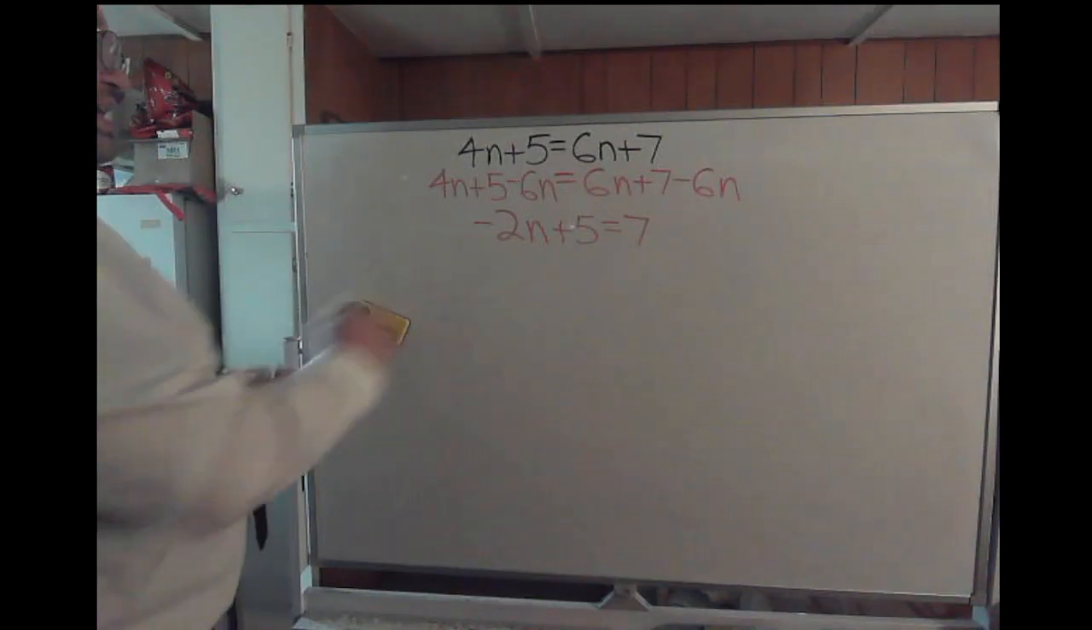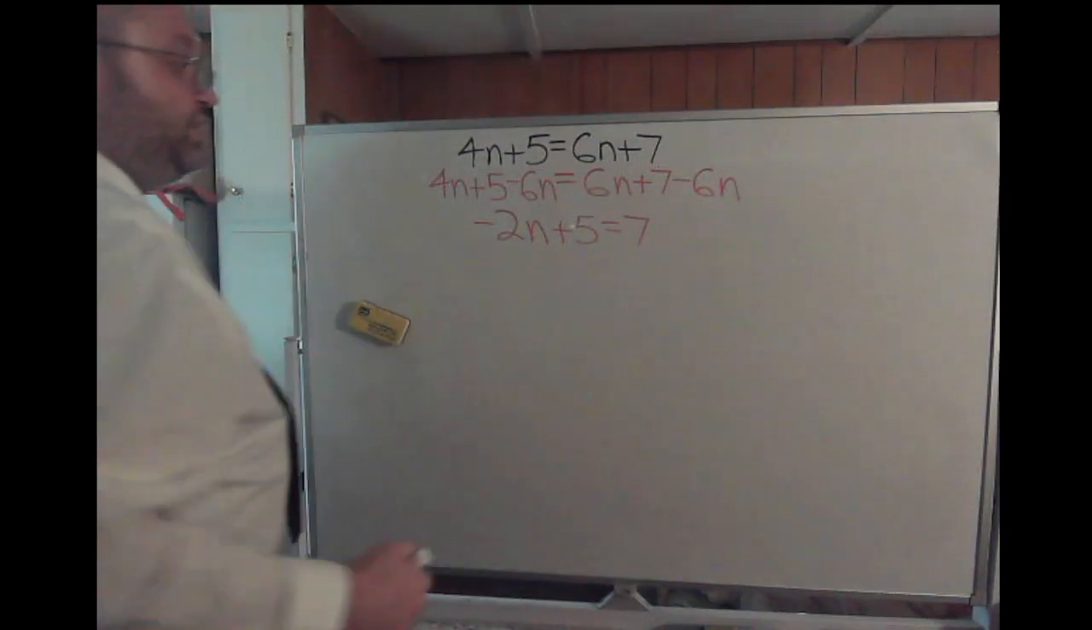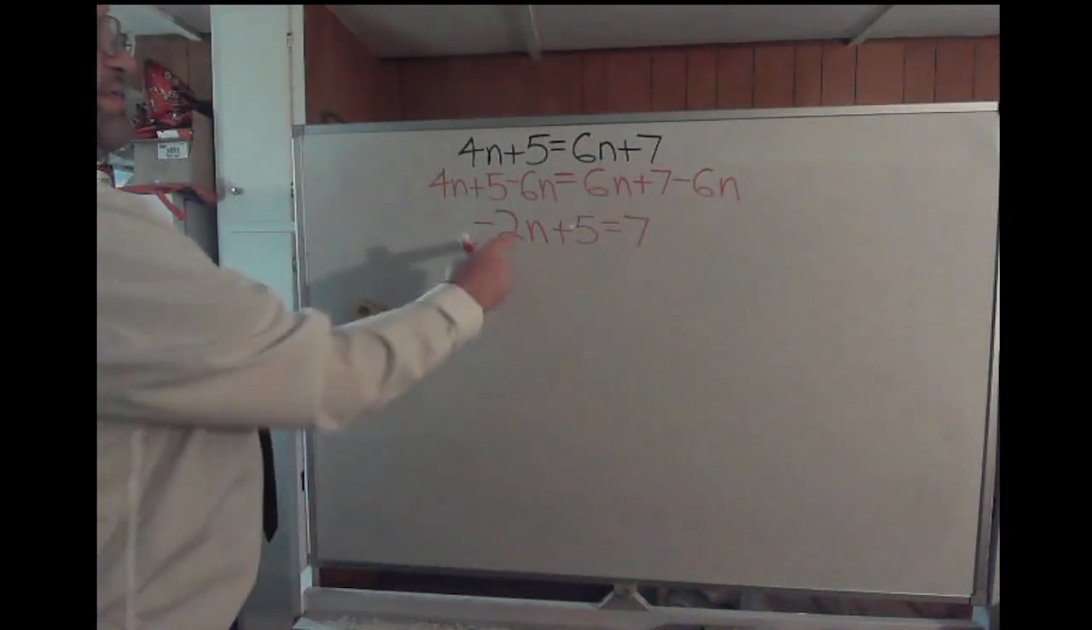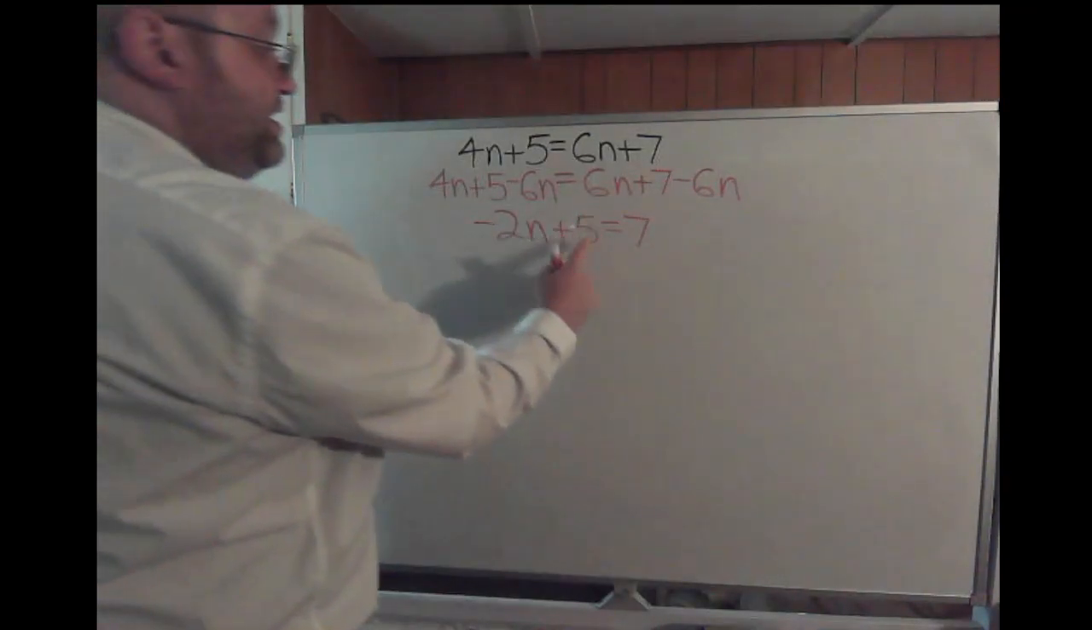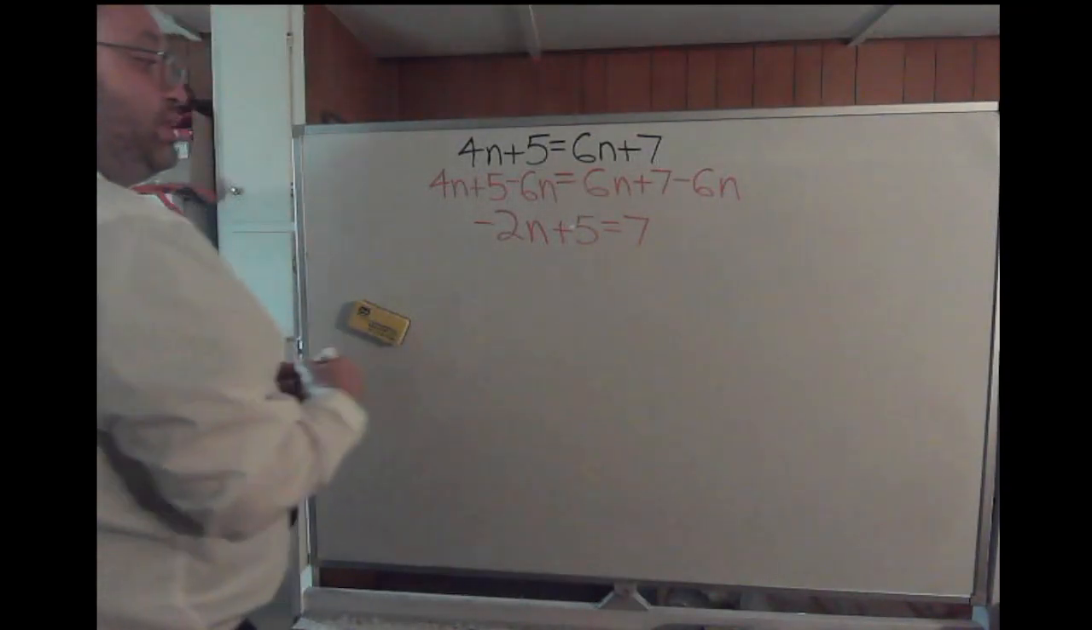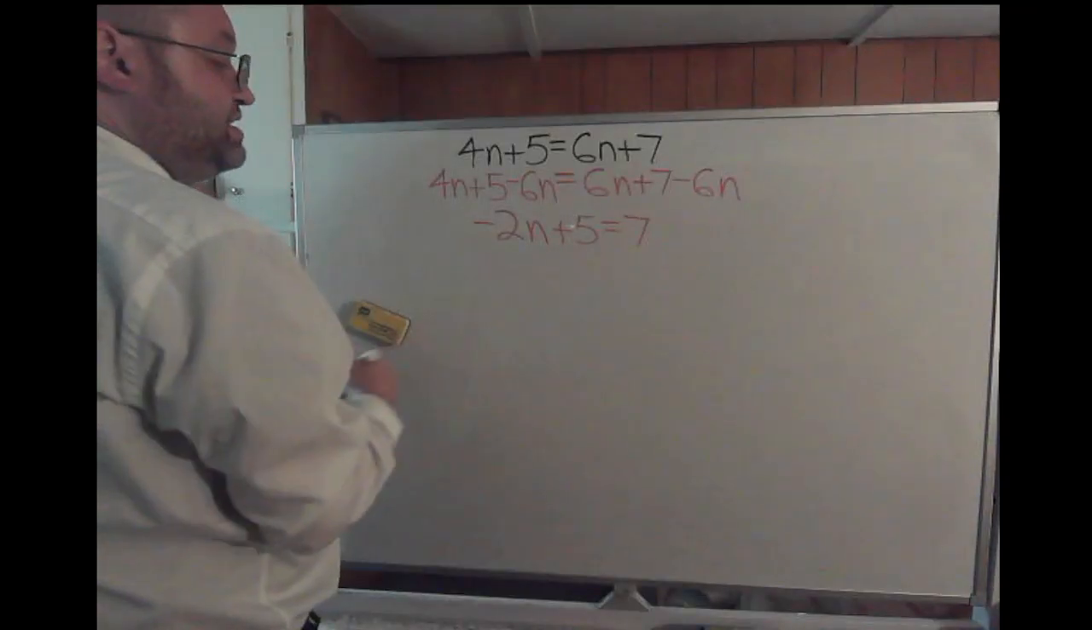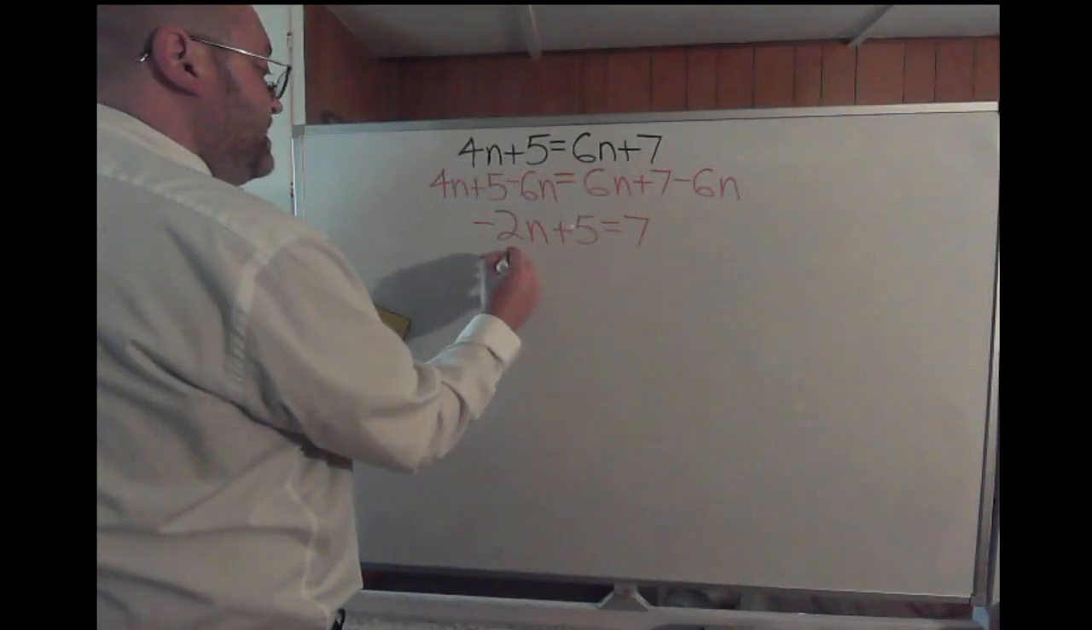Alright, so now you have negative 2n plus 5 equals 7. Well, we want to keep the variable on the left side. We want to get rid of the number on the left side. Make sure we only have a number on the right. We have negative 2n plus 5. We just want to subtract 5.